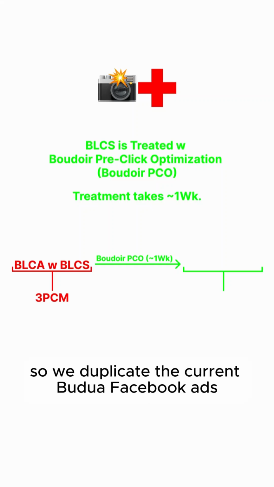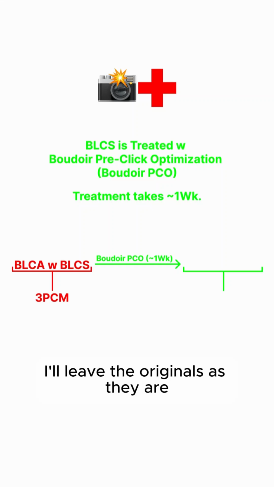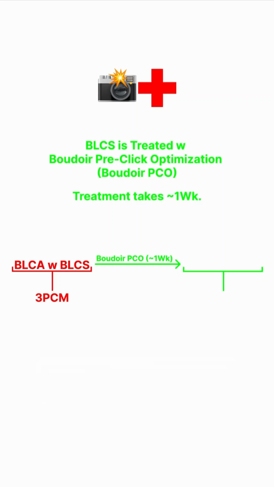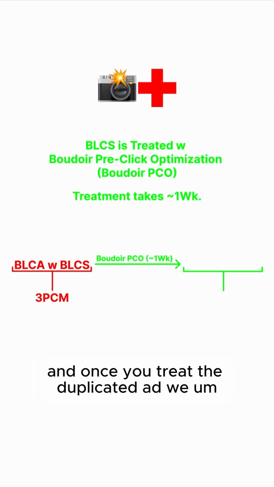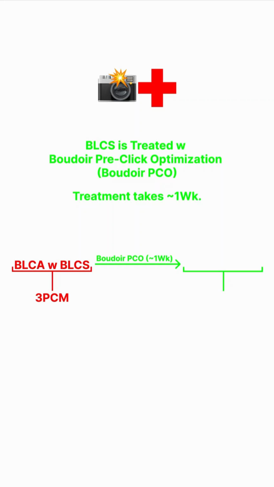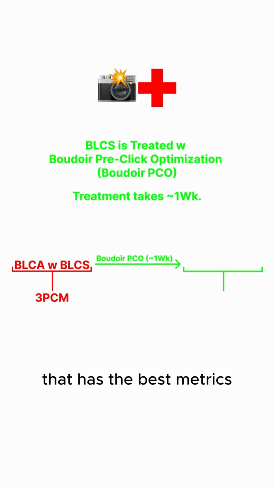So we duplicate the current Boudoir Facebook ads, leave the originals as they are, running or not running, and we actually treat the duplicated ad. And once we treat the duplicated ad, we run that treatment for about a week, and at the end, we keep whichever one running has the best metrics.